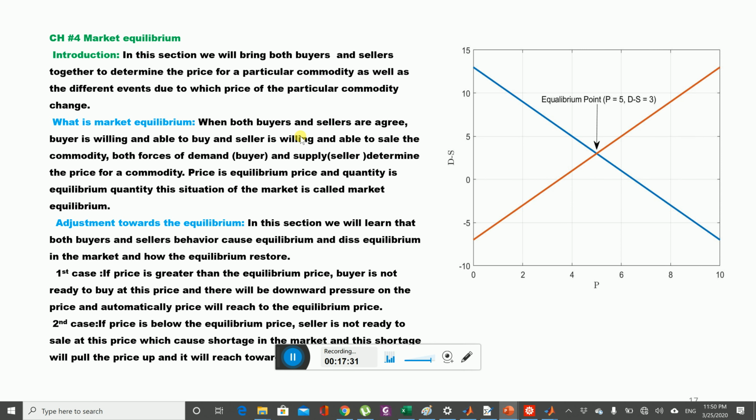In this section, we will bring both buyers and sellers together, because the market carries two sides. One is forces of demand, and the other is forces of supply, or we can say buyers and sellers. So when we bring them together, we will define the market equilibrium situation.